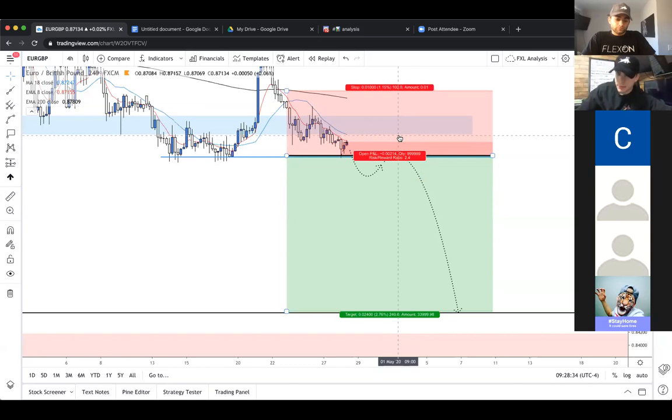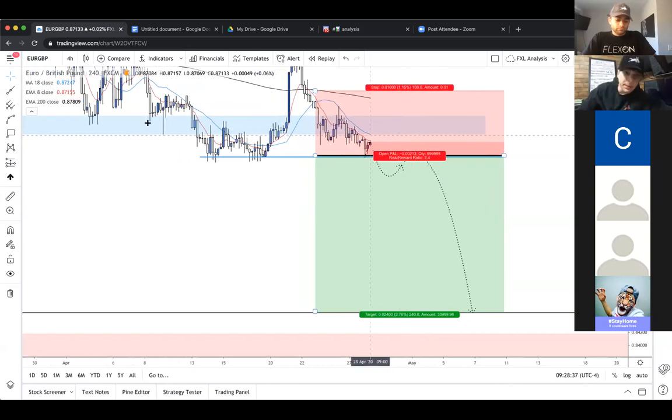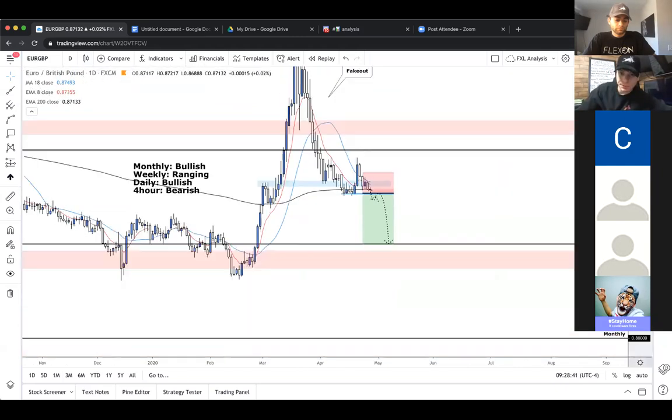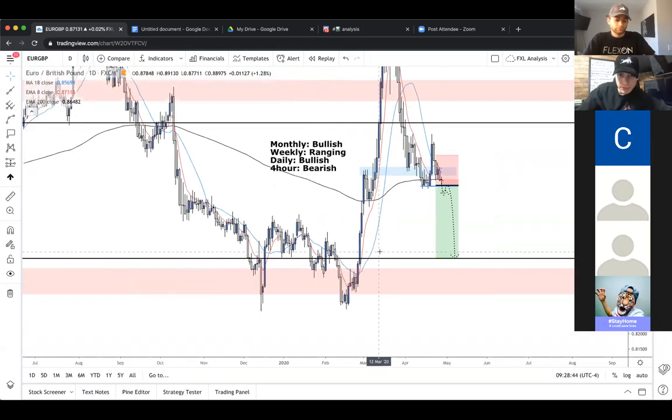So, again, really great potential trade here. It's making a lot of sense. And all these higher time frames are super, super bearish. So this is going to be pretty good if this does play out.